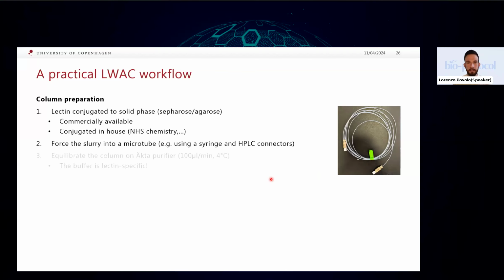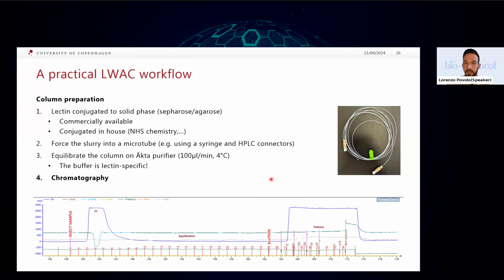The idea is that this column can be equilibrated and run on an ÄKTA purifier typically. Just for reference, we use 100 microliters per minute at 4 degrees. And the buffer is really lectin specific, so this needs a little bit of research on how the lectin works. But just to give you an idea, for the sake of open science, this is more or less how the chromatography looks like. You would inject your sample, and a peak comes out. These are the non-glycosylated peptides, so the ones that do not bind to your lectin.